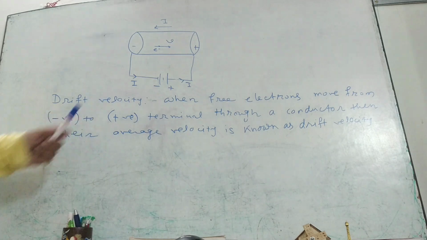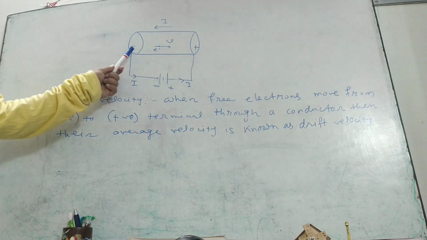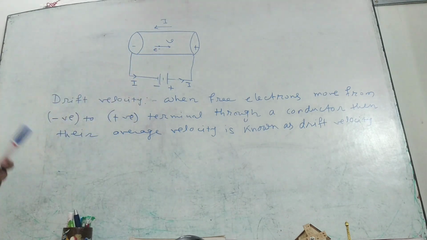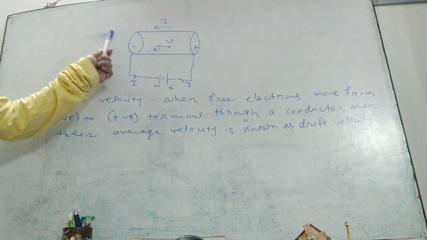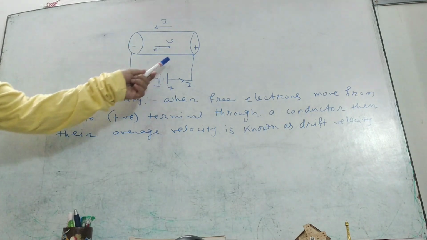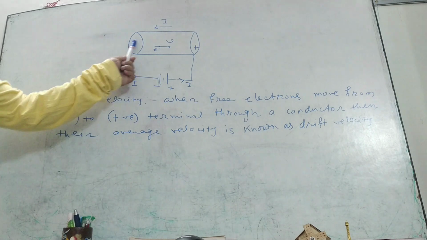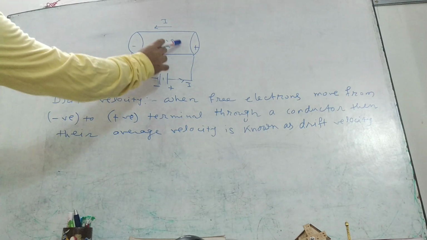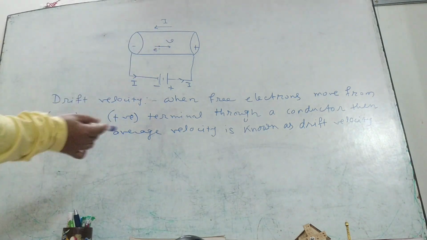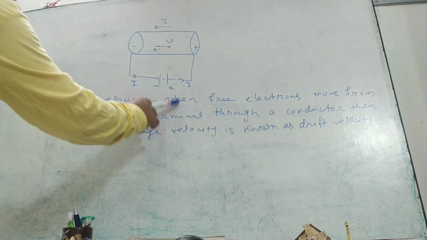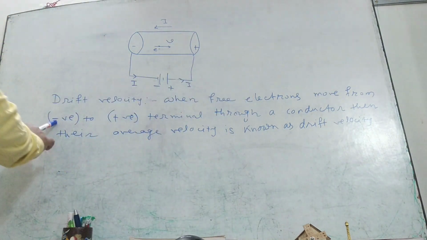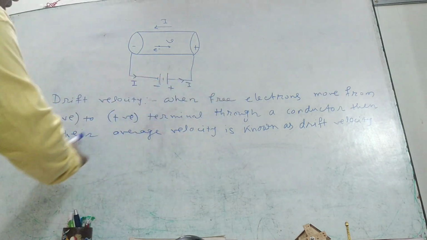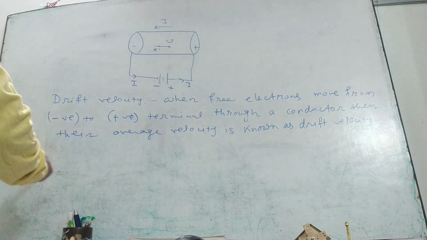Next, drift velocity. You know, when a conductor is connected with a cell, then free electrons move from the negative terminal to the positive terminal through the conducting wire. Then the average velocity of the free electrons is known as drift velocity.